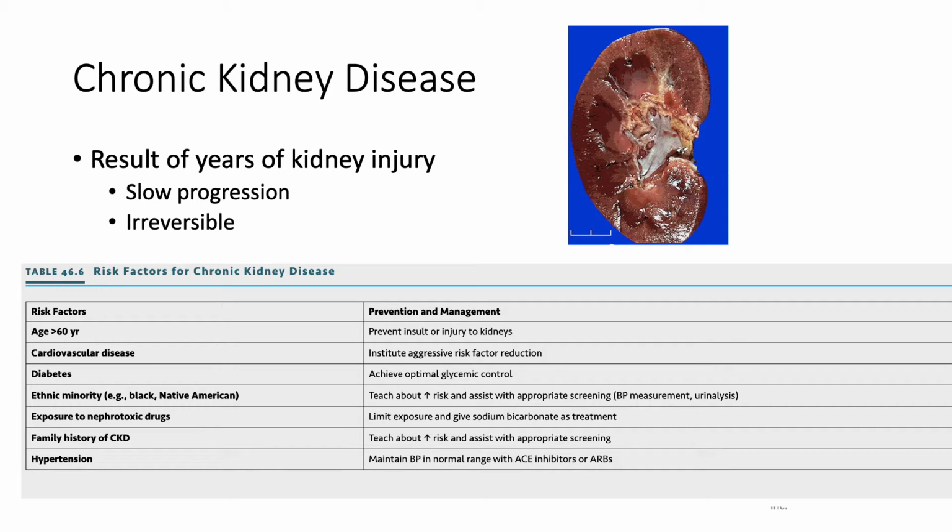So the treatment a patient receives for CKD will be for the rest of their lives unless they receive a kidney transplant. And you can see here some of the most common risk factors as well as how we can prevent and manage those risk factors. Notice that there are notable health disparities related to CKD in that ethnic minorities are more at risk as well as individuals with some of the most common diseases in the United States, such as diabetes and hypertension.